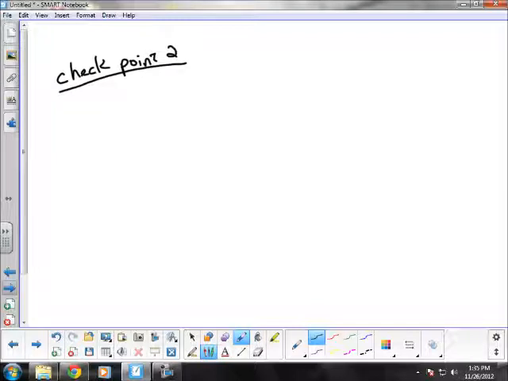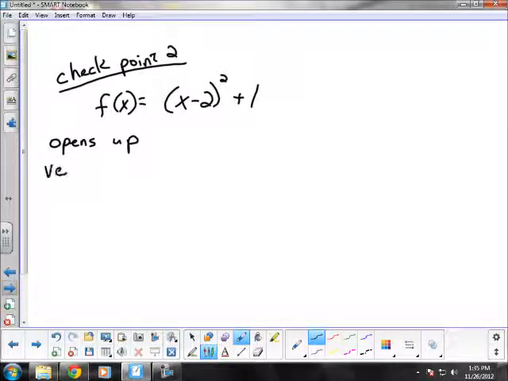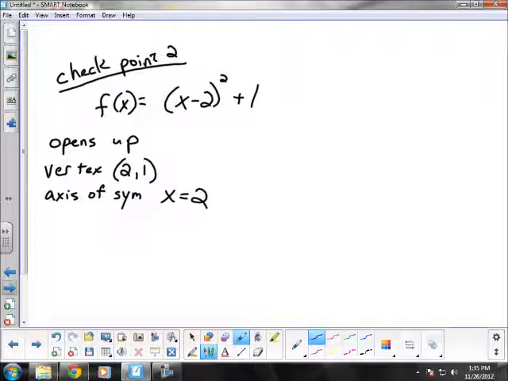Checkpoint 2. We have that f of x is equal to x minus 2 squared plus 1. So is it going to open up or open down? Okay, and what's my vertex? 2, 1. And so my axis of symmetry? It's x equals 2. So whatever the x coordinate is in the vertex.